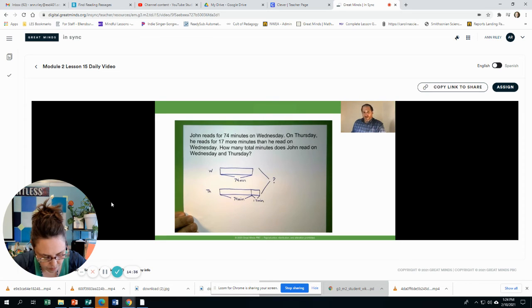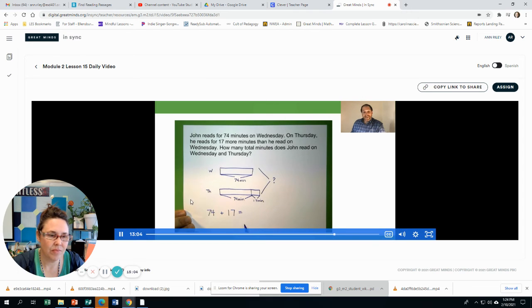Well, thinking about an equation to help me to solve this problem, I'm realizing that I really have 2 steps. My first step is to figure out what is Thursday's total number of minutes. So let's add that first. And I can write that as 74 minutes plus 17 minutes. And let's take a look at that. Could I use a simplifying strategy to help me to solve this problem mentally? And I do, I see one.